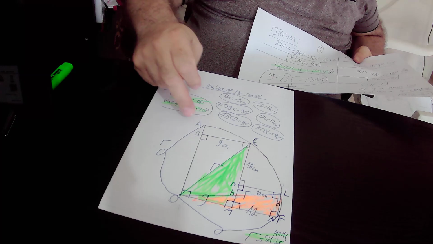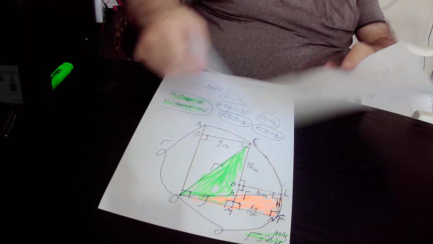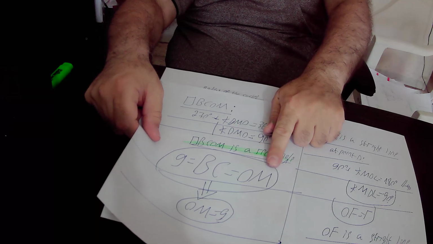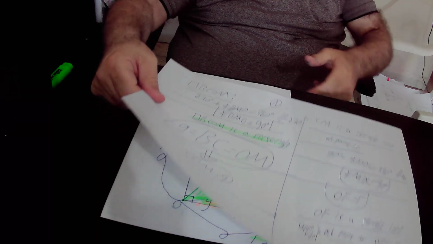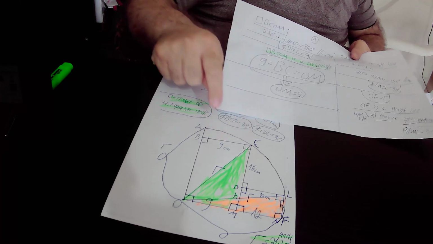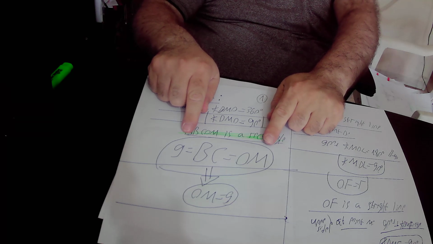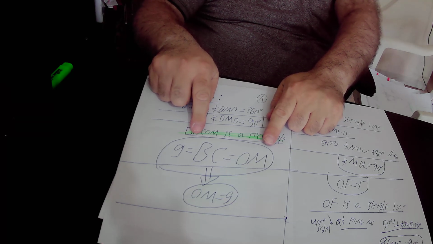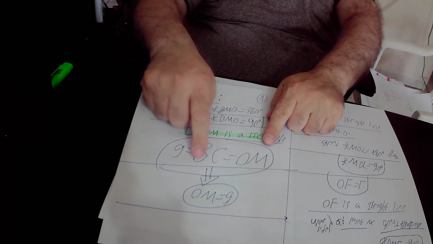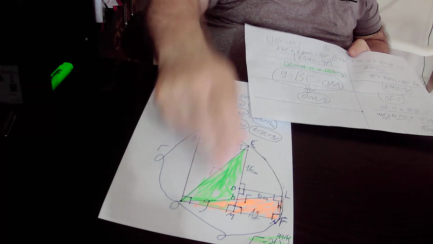That is to say, side BC must be equal to side OM. And here, it is given in the equation that side BC equals 9 units, therefore we can write here that BC equals 9, and from this equation, 9 equals BC equals OM, we will derive that OM is also equal to 9 units.